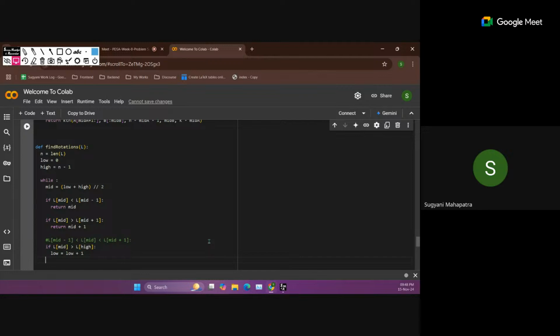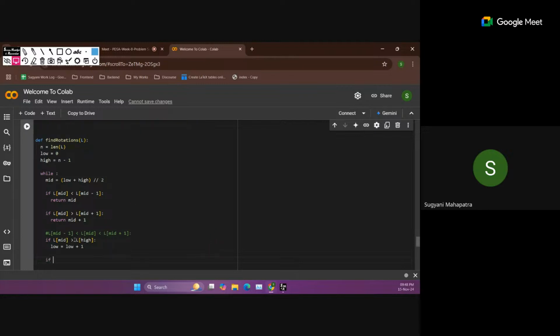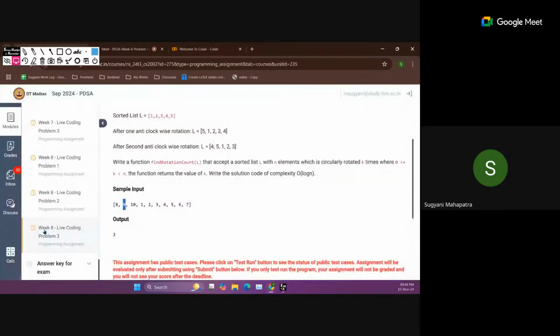The other scenario is, my L of mid is greater than L of high. See, any one of these scenarios will happen. Either L of mid will be greater than L of high, or L of mid will be less than L of low. Any other scenario will not happen, right? So we'll look into L of mid is less than L of low. This is the case.